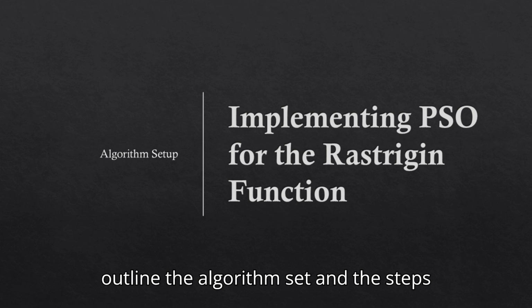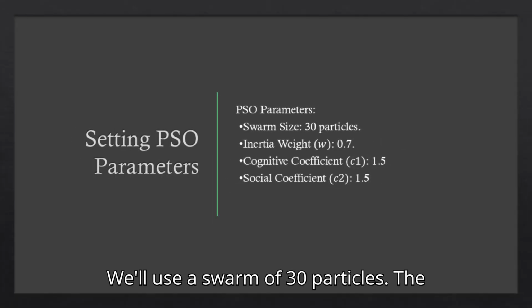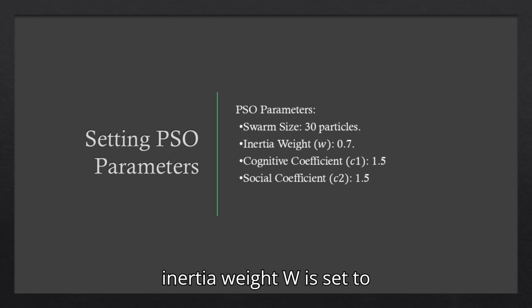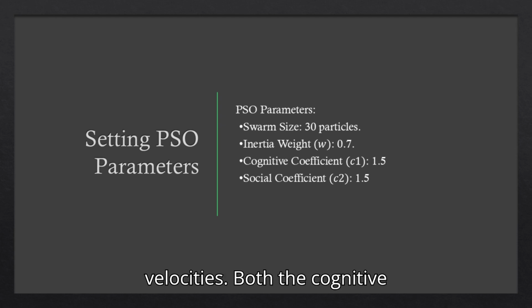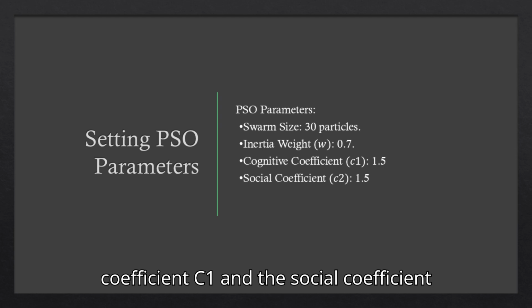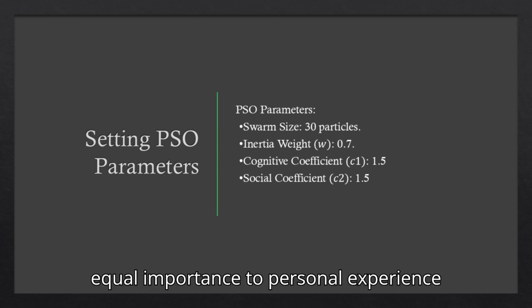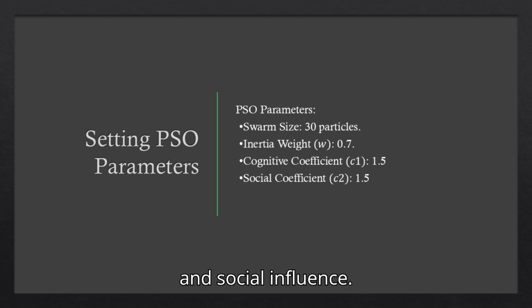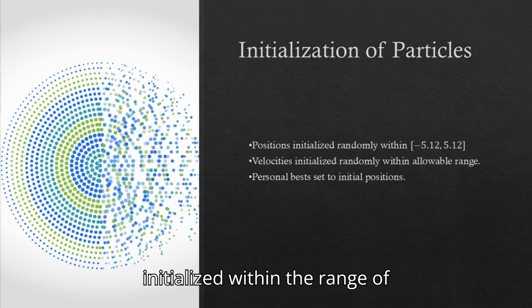Let's delve into how we can implement PSO to minimize the Rastrigin function. We'll outline the algorithm setup and the steps we'll follow. We'll use a swarm of 30 particles. The inertia weight W is set to 0.7, balancing the influence of previous velocities. Both the cognitive coefficient C1 and the social coefficient C2 are set to 1.5, giving equal importance to personal experience and social influence. Each particle's position is randomly initialized within the range of -5.12 to +5.12.